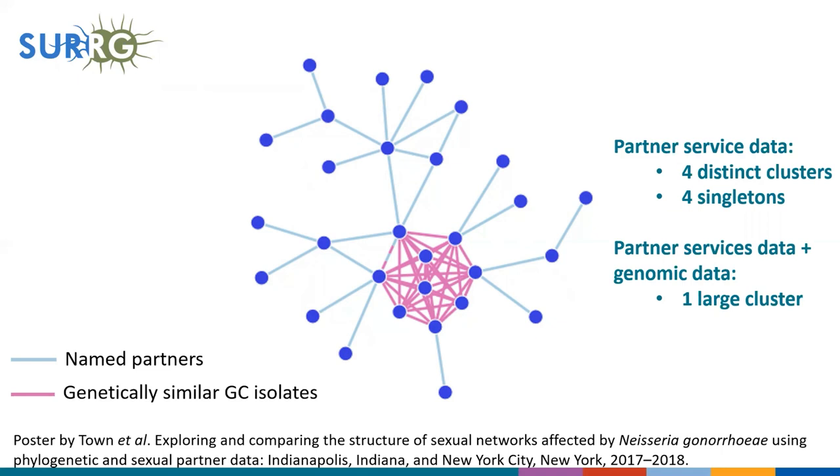And when we layer genetic data on top of partner services data, we move from four distinct clusters to one larger cluster. Now, it's important to note that these genetic links, again, the lines in pink, do not necessarily imply direct transmission or sexual partnership between nodes, but they do provide another clue in understanding network structure and connectivity. This work is still in the exploratory phase, and we look forward to seeing how it develops.